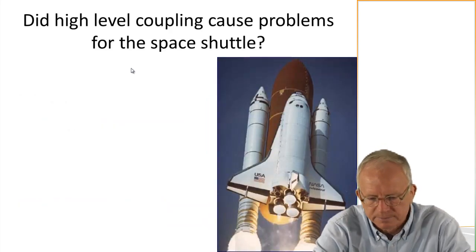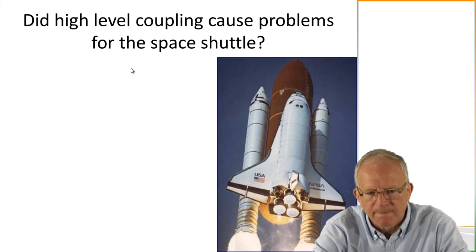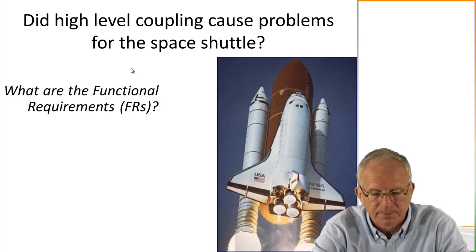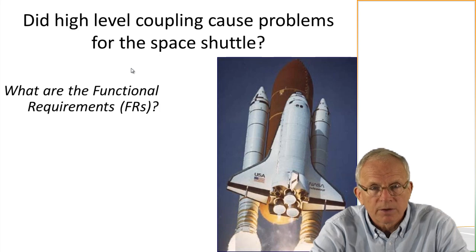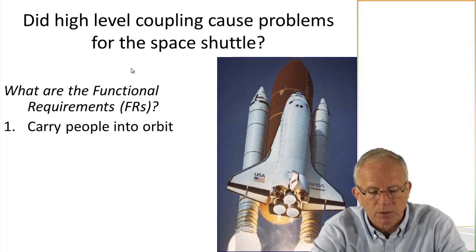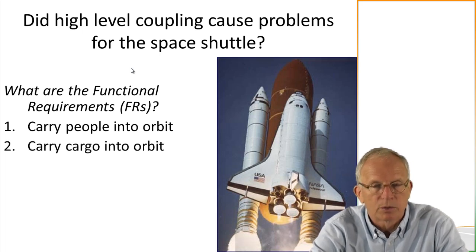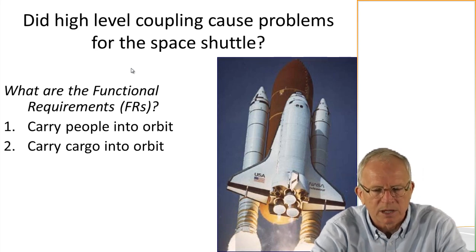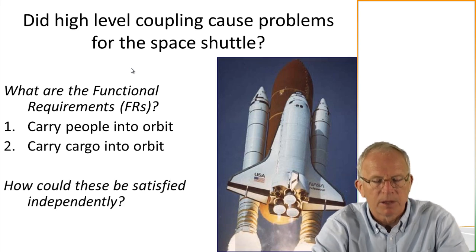All right, here's another one, a thought kind of thing. Did coupling cause problems for the space shuttle? We lost 2 orbiters and lost the crews too. What were the functional requirements that the space shuttle was trying to fulfill? Carry people into orbit, carry cargo into orbit. Let's keep it simple for the moment and not think about what it was taking to convince Congress to vote for funds for this. But did anybody carefully consider what another way to fulfill these might have been?